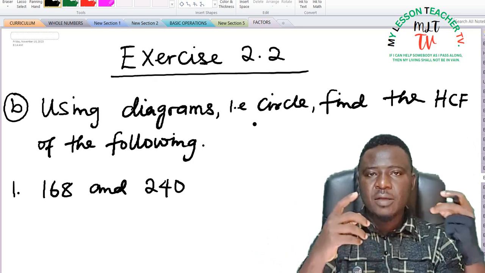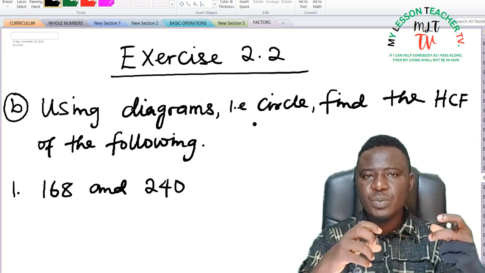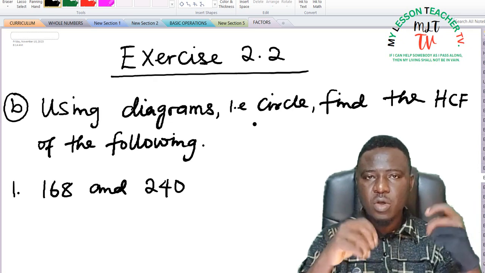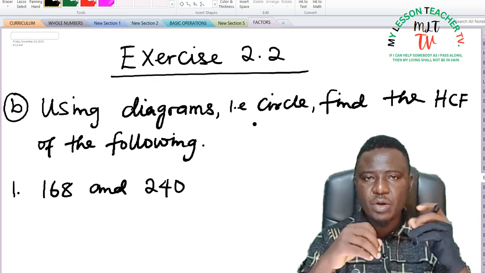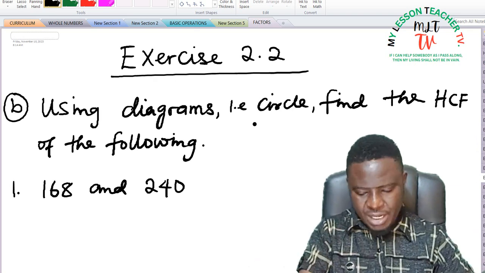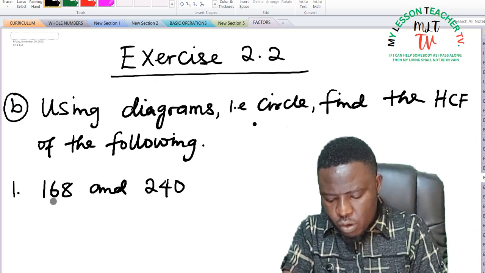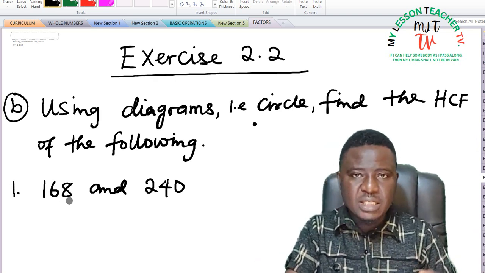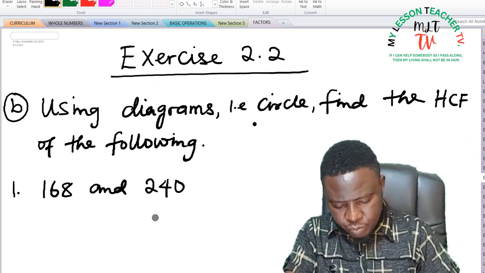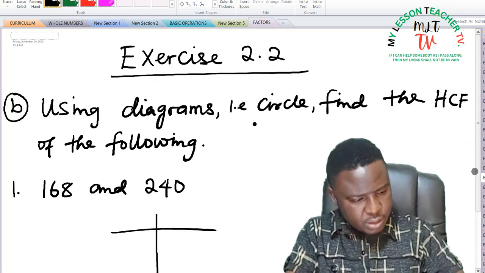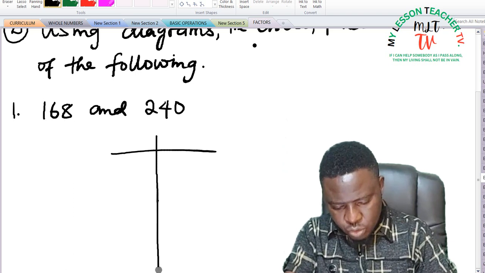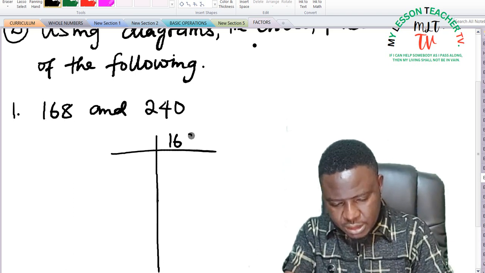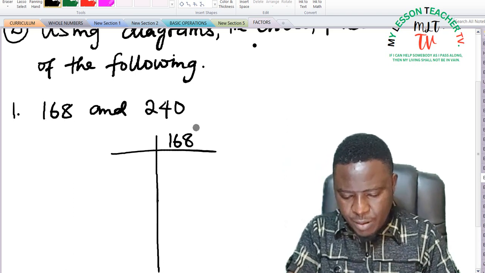And the HCF is going to be the product of all the numbers you find in the overlapping of these two circles. So what I mean is this. I shall express 168 as the product of its prime factors. And how do I get that? I'm going to divide 168 by prime numbers.